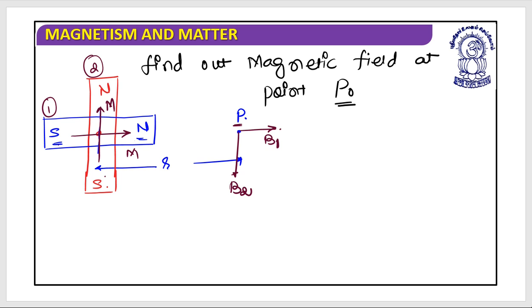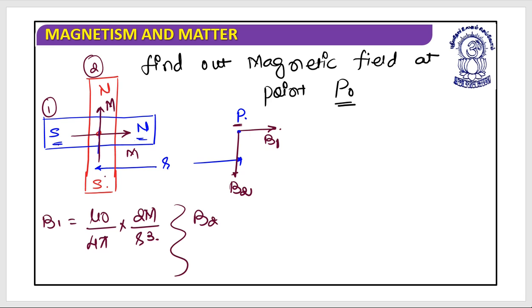Let's write down the magnitude of B1 and B2. We consider that these are all short dipoles. So the magnetic field due to the first, B1, on the axial position could be written as B1 equals mu naught by 4 pi multiplied by 2m by r cube, and for the second, B2 equals mu naught by 4 pi multiplied by m by r cube.